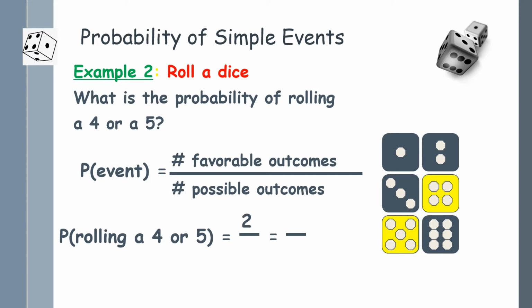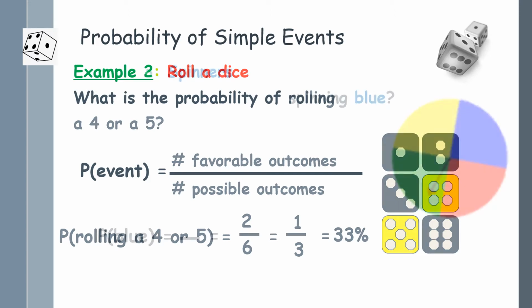How many total possible outcomes do we have when rolling a dice? 6. Now, we can simplify that fraction. What would 2/6 simplify to be? Simplifies if we divide both the numerator and denominator by 2. It will simplify to 1/3. How might we write that as a percent? Yep, 33%.